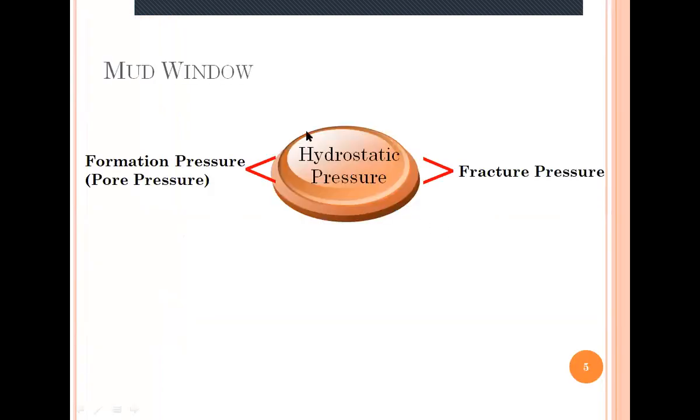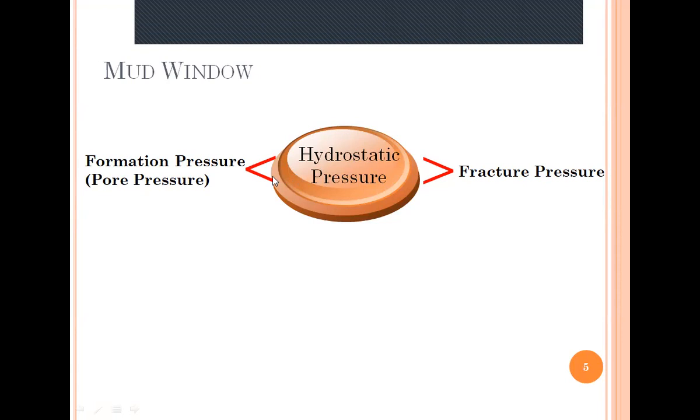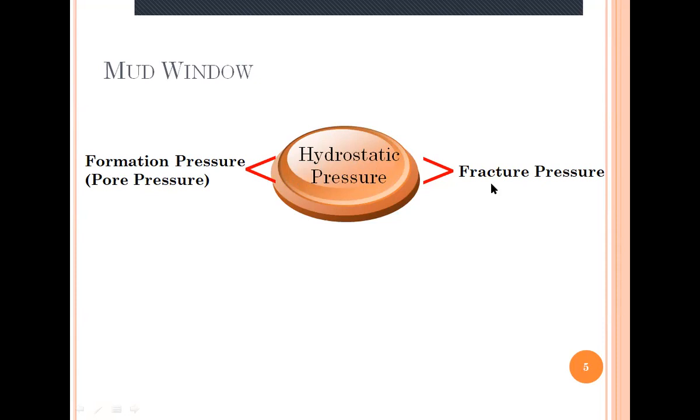So you remember this model from yesterday: we need to have our hydrostatic pressure, the pressure we get from the mud column weight and the depth. This hydrostatic pressure should be greater than the formation pressure and less than the fracture pressure.